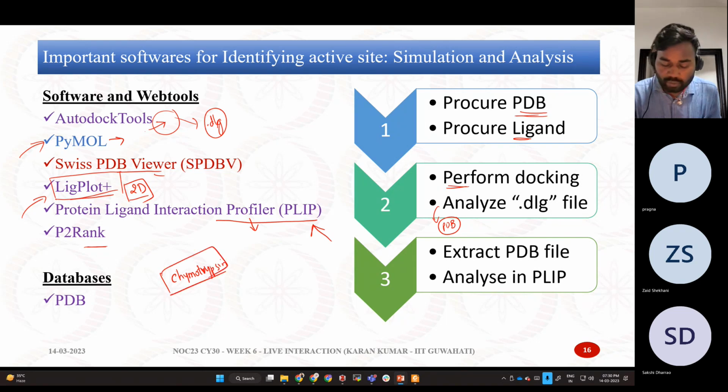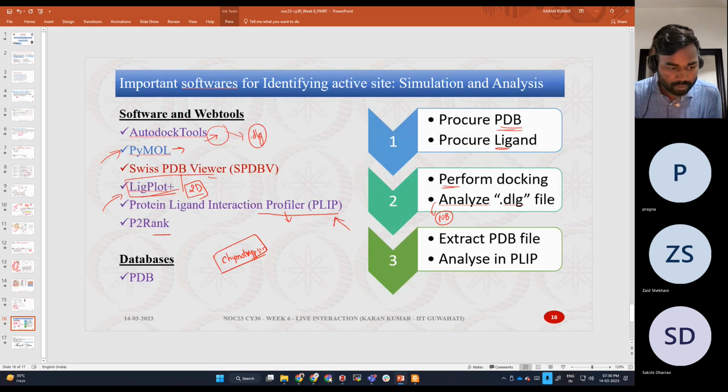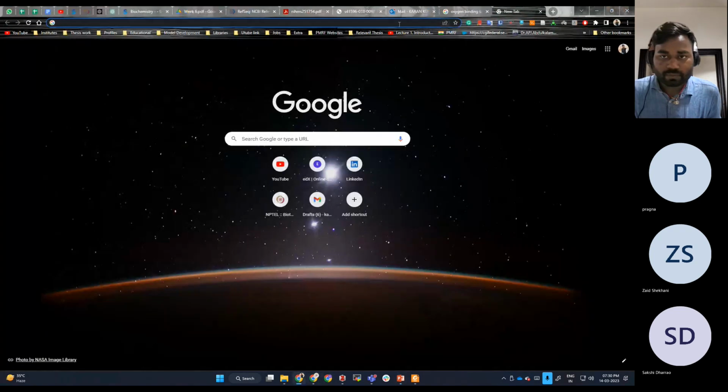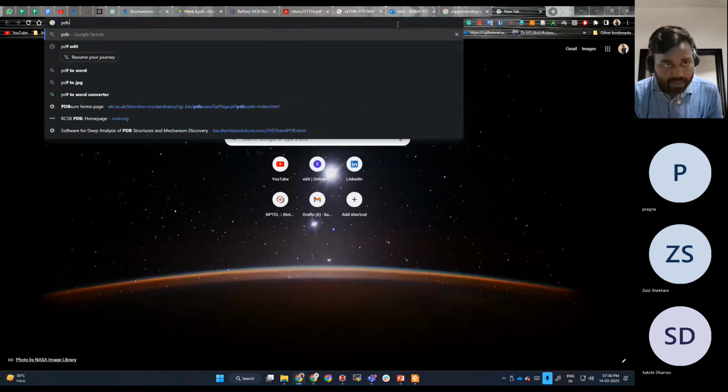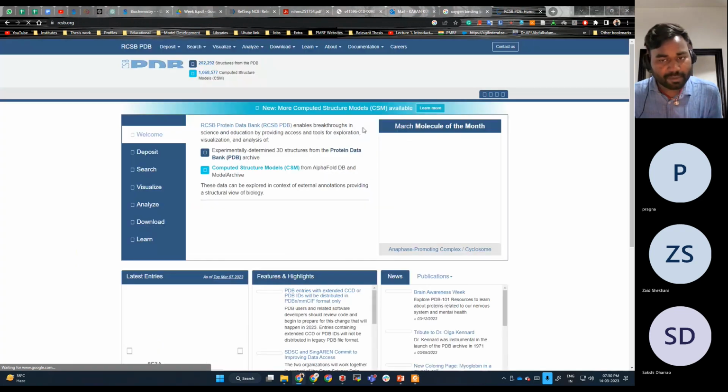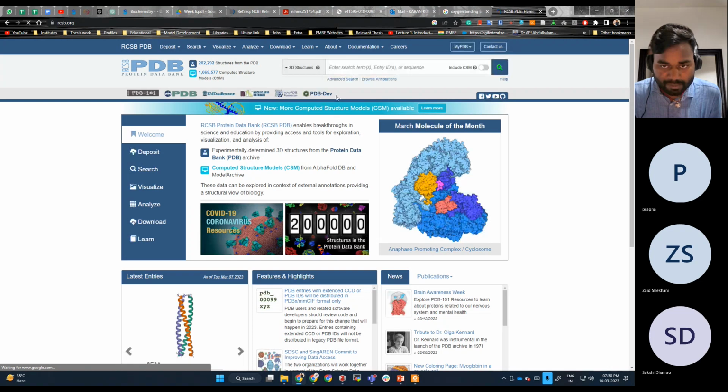How will you do it? You first go to the Protein Data Bank. I will show you the demo. The PDB is the home where you can get the crystal structure of any protein which has been solved using X-ray crystallography or NMR spectroscopy, solution NMR.